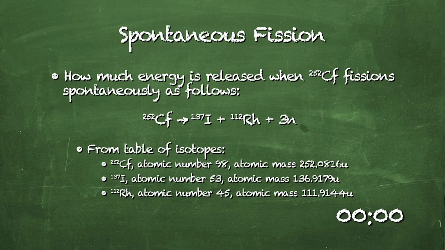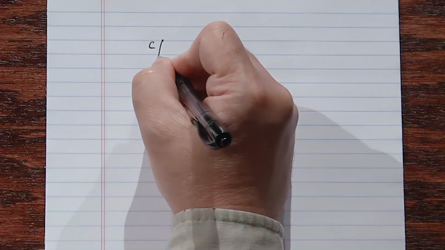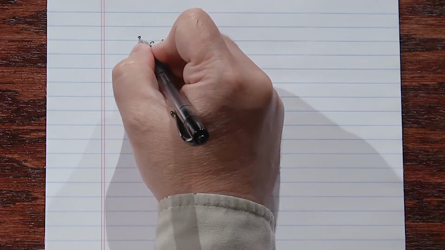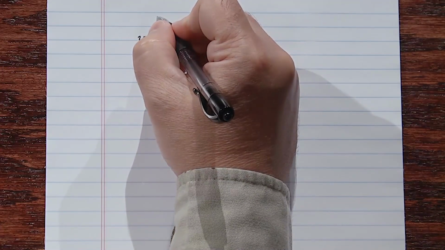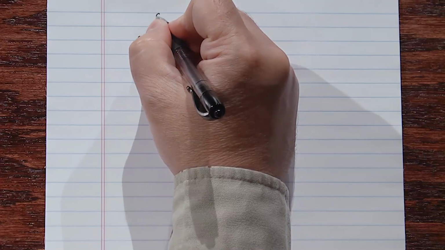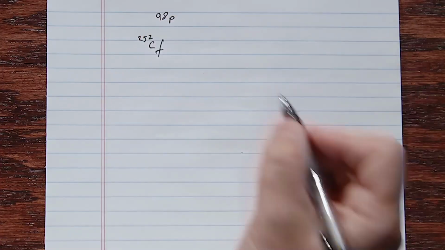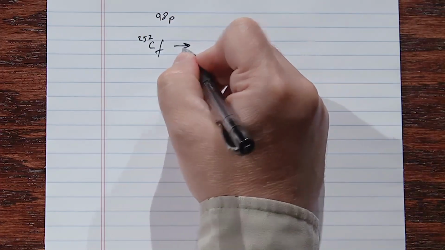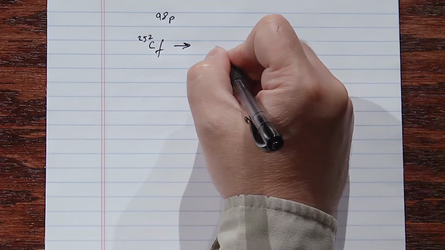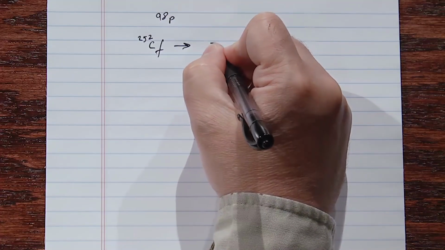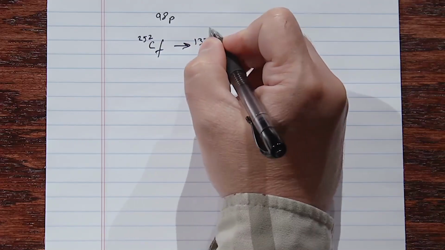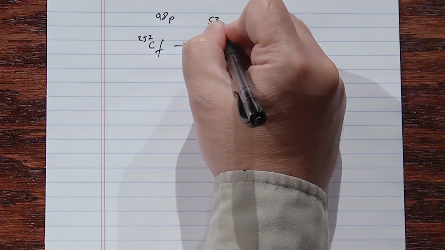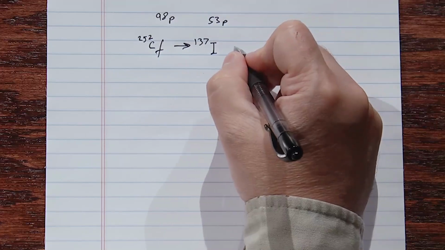Here's our reaction. Californium-252, and I'll make a note here that it has 98 protons. It falls apart and it turns into iodine-137, which I'll note has 53 protons.